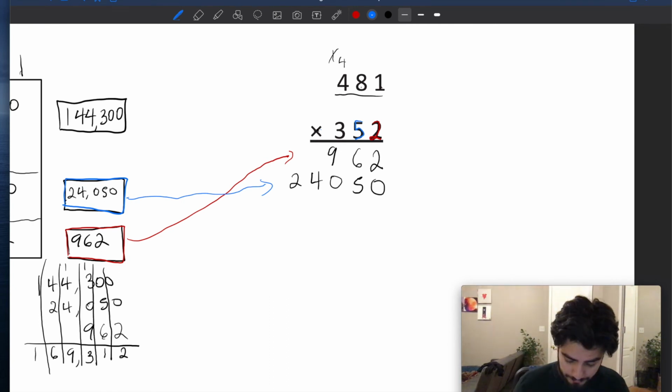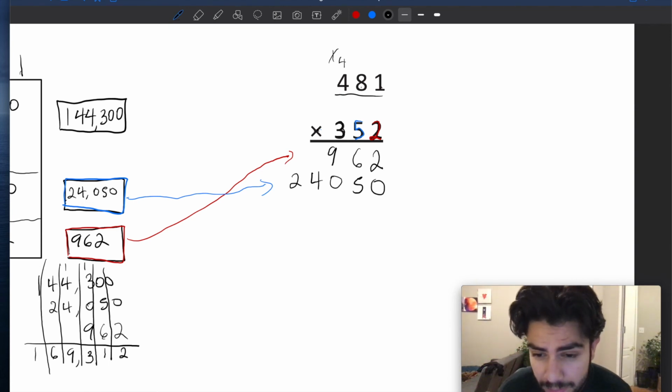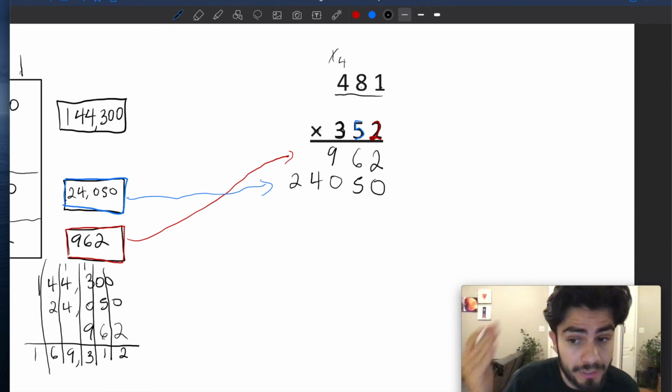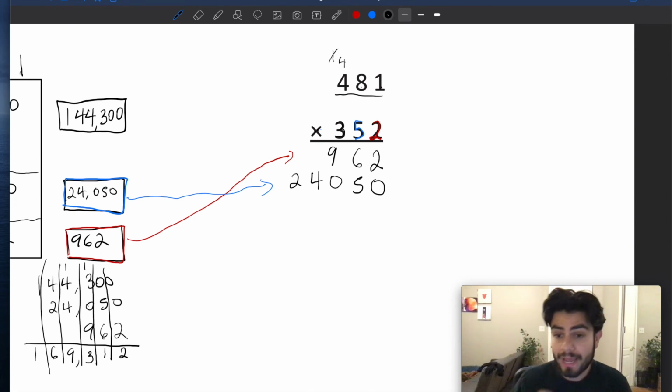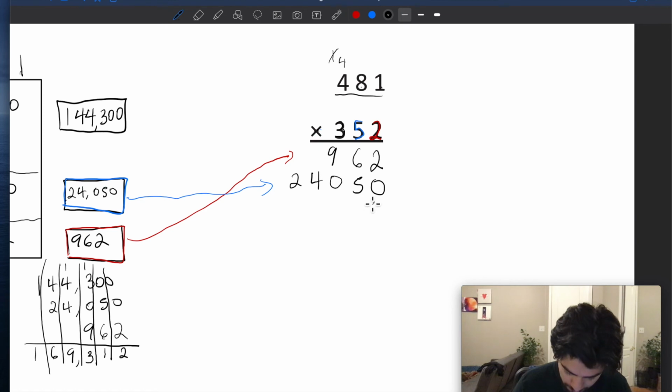Excellent. Let's continue. Move on to this 3 right here. Now, since I'm moving on to the 3 that is also in the hundreds place, we have to add not 1 0, but 2 zeros. Okay, let's continue. 3 times 1, 3. 3 times 8, 24. Cross that out, get a 3.